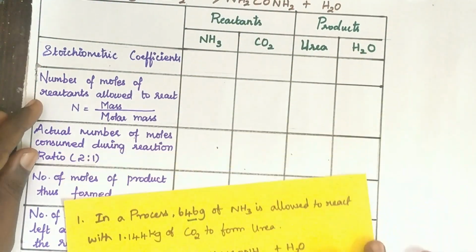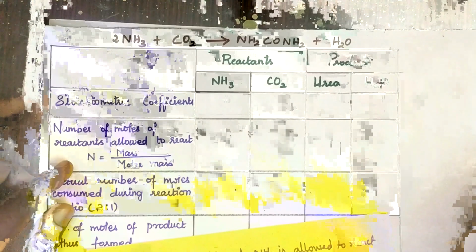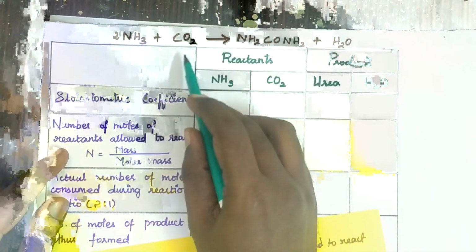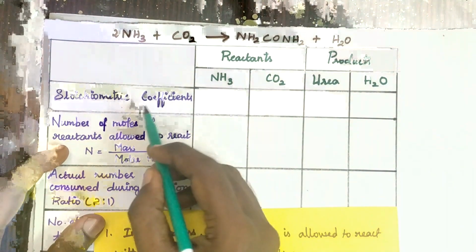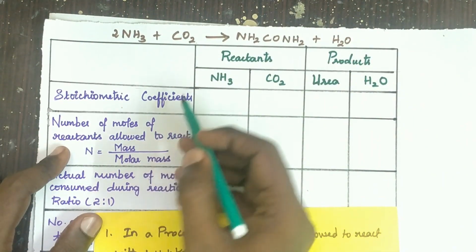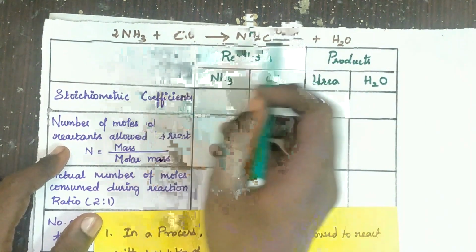So this one is the table. In this table, NH3 reacts with CO2 to form urea along with water. The first step is the stoichiometric coefficient, which means the balanced equation. This one is the balanced equation.